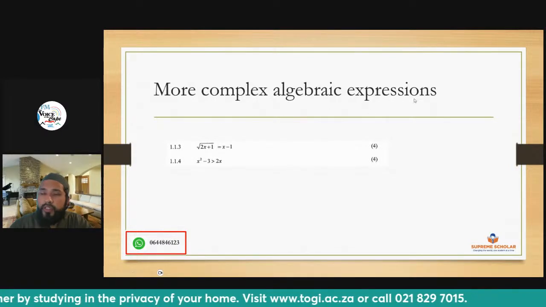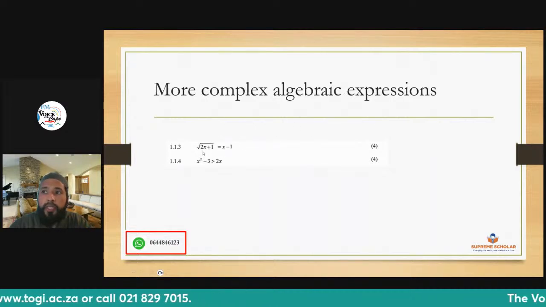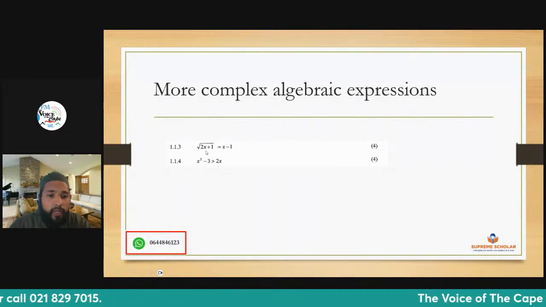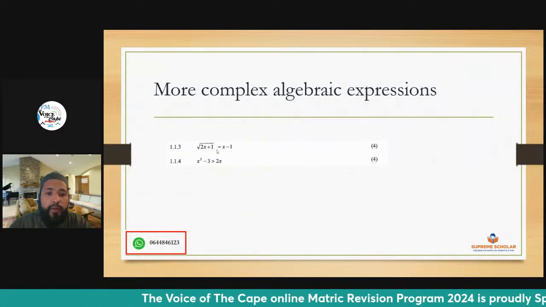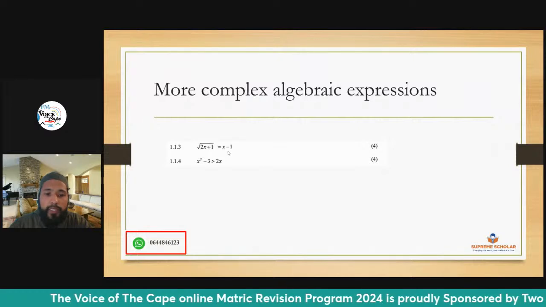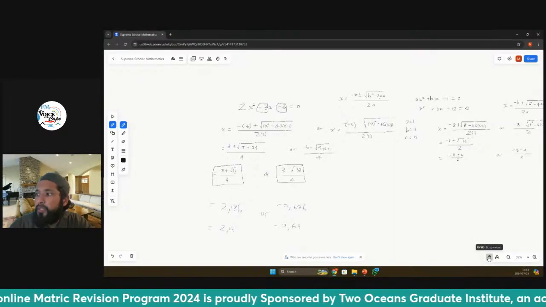Just forgive me for the incorrect heading there. It's algebraic equations that we're looking at, right? So we're going to be looking at this, and this is taken from the past paper. We're going to be unpacking this and just solving this one together. Square root of 2x plus 1 is equal to x minus 1, and that's worth 4 marks. So let's just get our hands dirty a little bit and solve that question.